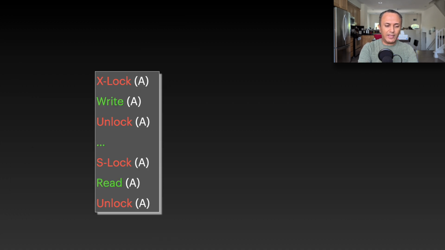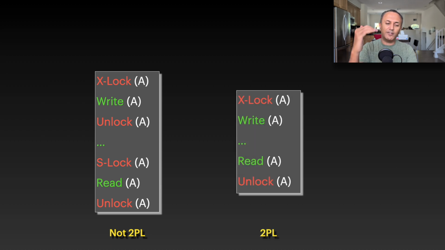If we look at that past transaction again from the last example, you can see that we have an unlock followed by a lock, so this is not two-phase locking. But if you have something like this, which does just an X lock in the beginning, then all the read and write operations, and then unlocks at the end, this is valid two-phase locking because it doesn't release and then lock something else afterwards.